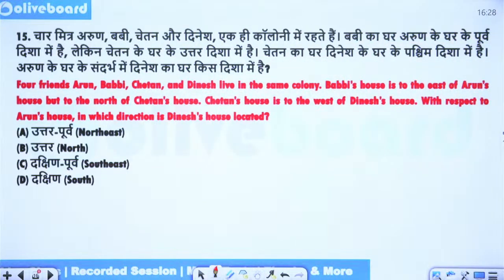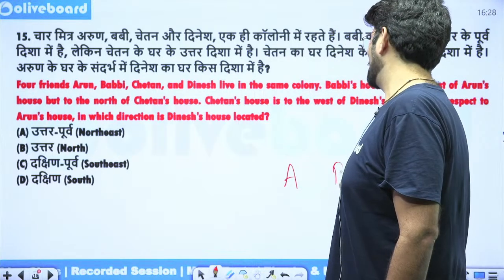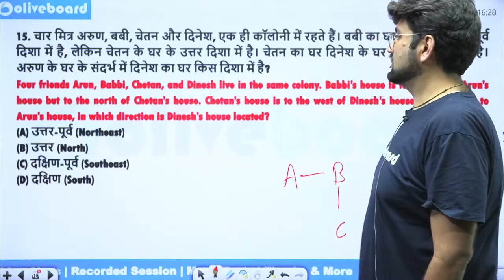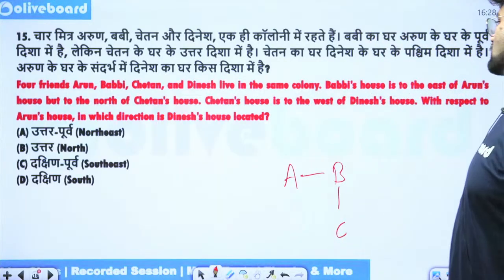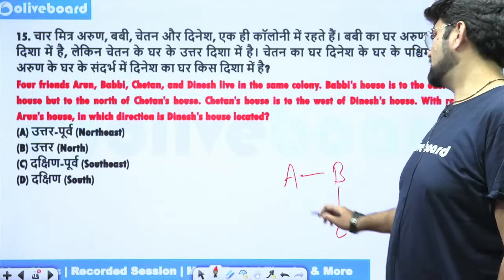Four friends: Arun, Babbi, Chetan, Dinesh. Babbi's house is to the east, but to the north of Chetan. Always remember, keep the distance same in this. Chetan's house is to the west of Dinesh. Back to Arun's house, which direction is it?